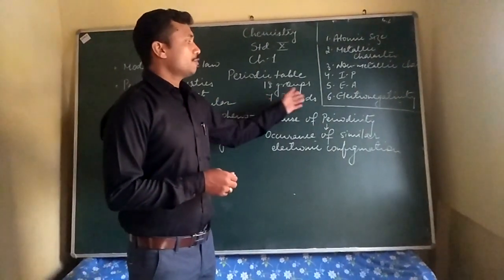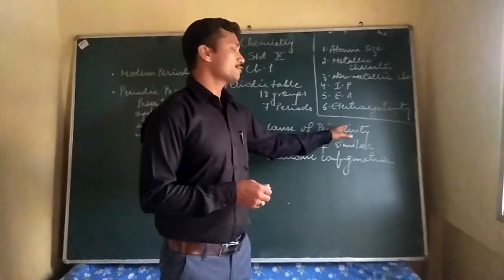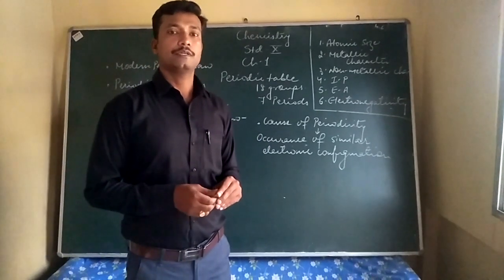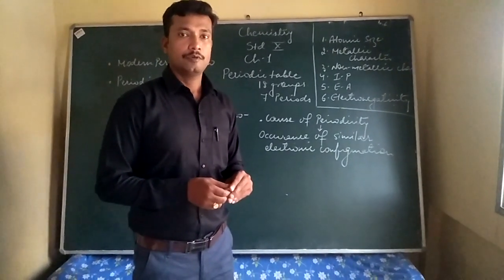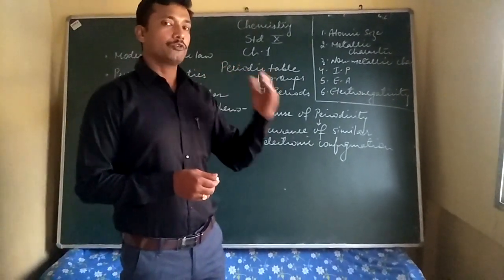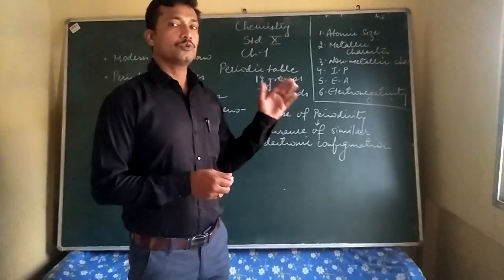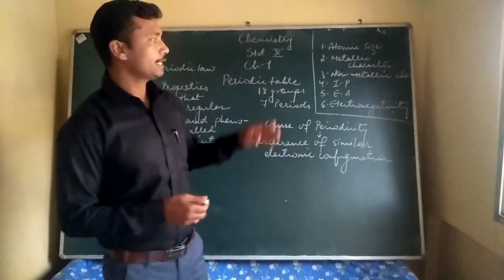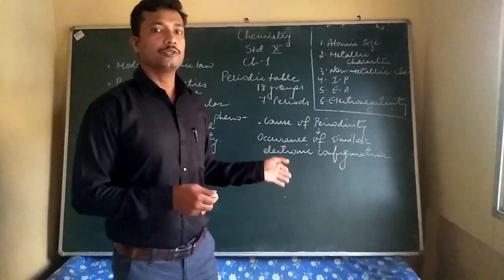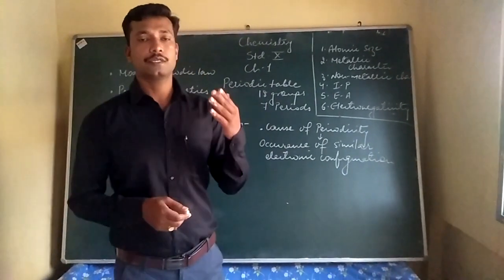Now, what is the cause of periodicity? The main cause of periodicity is the occurrence of similar electronic configuration. Each element has its own atomic number, from which we can find the electronic configuration, and if the electronic configuration remains the same, the elements will show similar properties. Like in the case of a group, we find all elements in that particular group having similar electronic configuration, so they share the same properties.